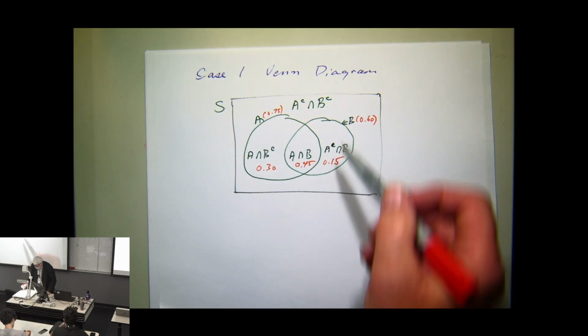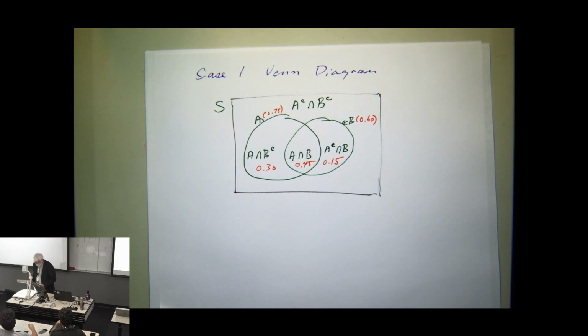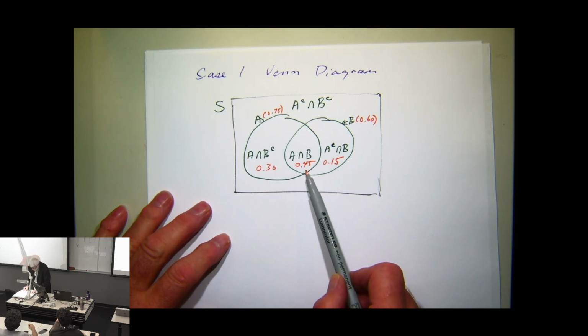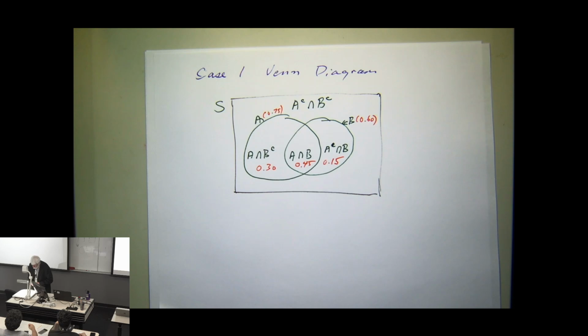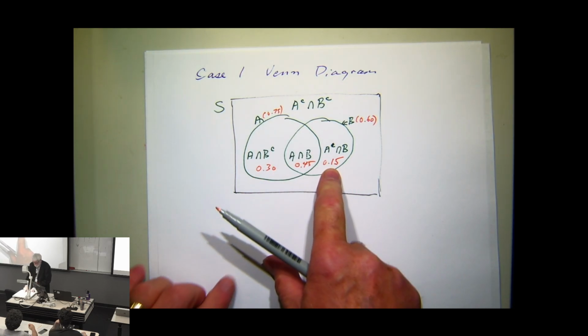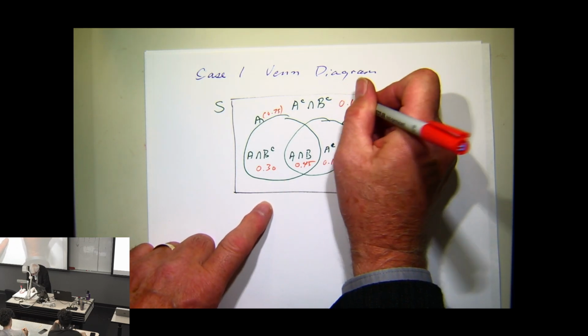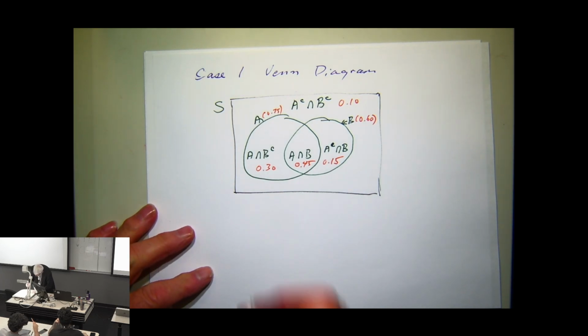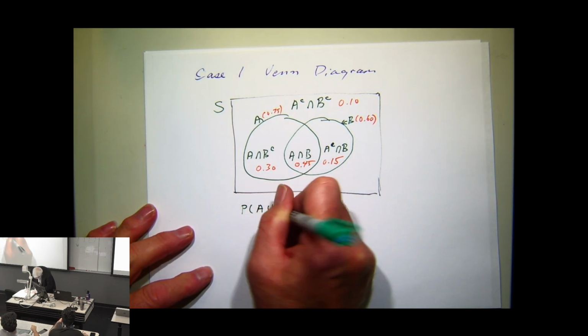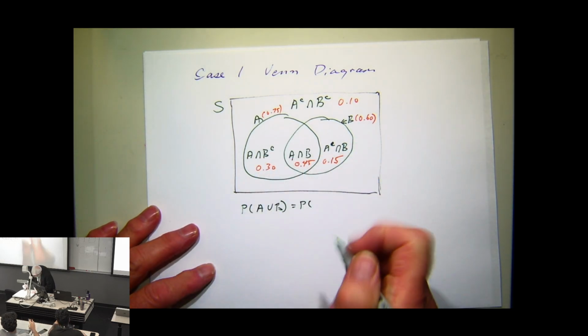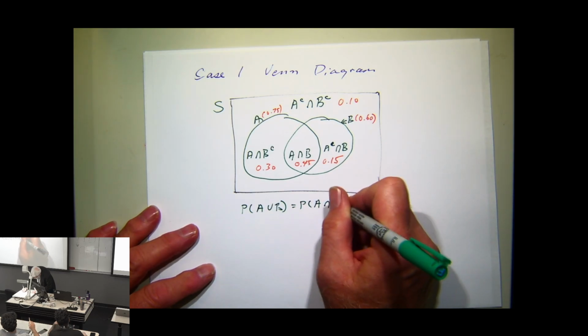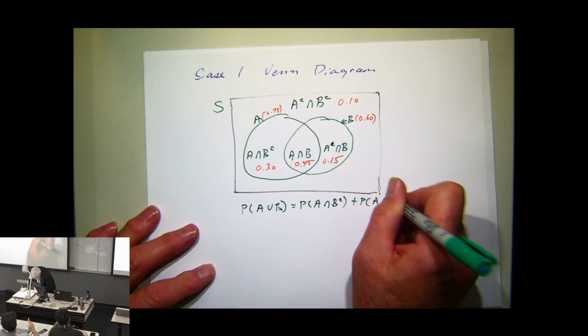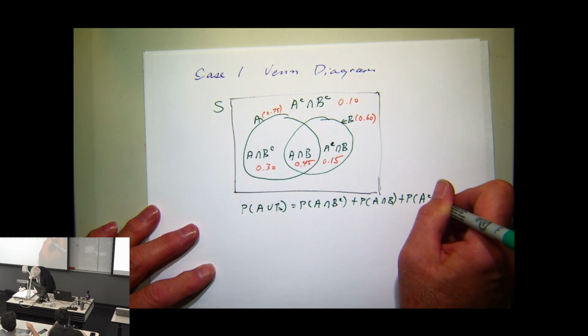And now if we want to get the area for A complement intersect B complement, we can go through and go like this. 0.3 plus 0.45 plus 0.15 is 0.9. So that leaves us 0.10 outside, because the sum of the four intersections has to be equal to 1. Now, you may have said, how could you just add those up like that? Maybe you said to yourself, the probability of A union B equals the probability of A intersect B complement plus the probability of A intersect B plus the probability of A complement intersect B.